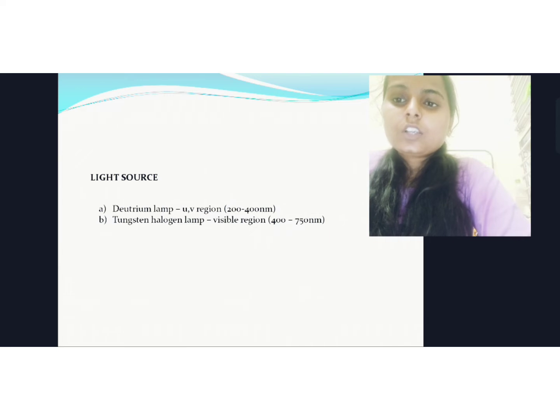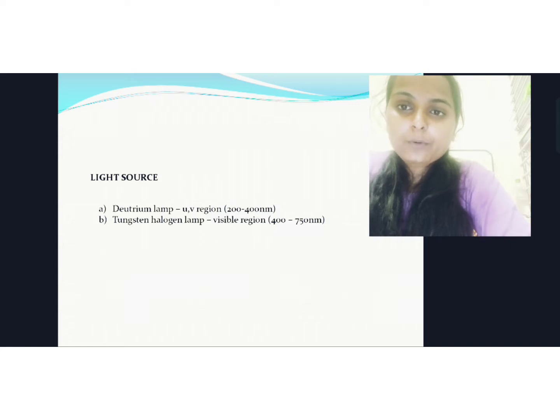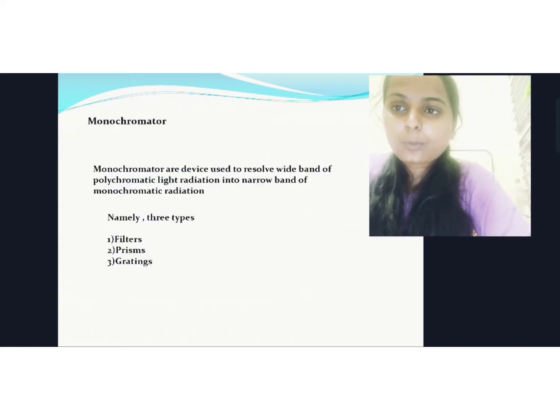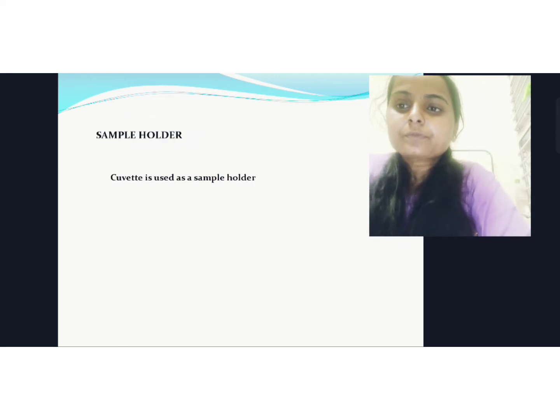Now the light source: the deuterium lamp is used in the UV region of radiation, about 200 to 400 nanometer, and next the tungsten halogen lamp is used in the visible region of radiation, about 400 to 750 nanometer. Next, the monochromator. Monochromators are devices used to resolve a wide band of polychromatic light radiation into a narrow band of monochromatic radiation. There are three types of monochromators, namely filters, prisms and gratings.